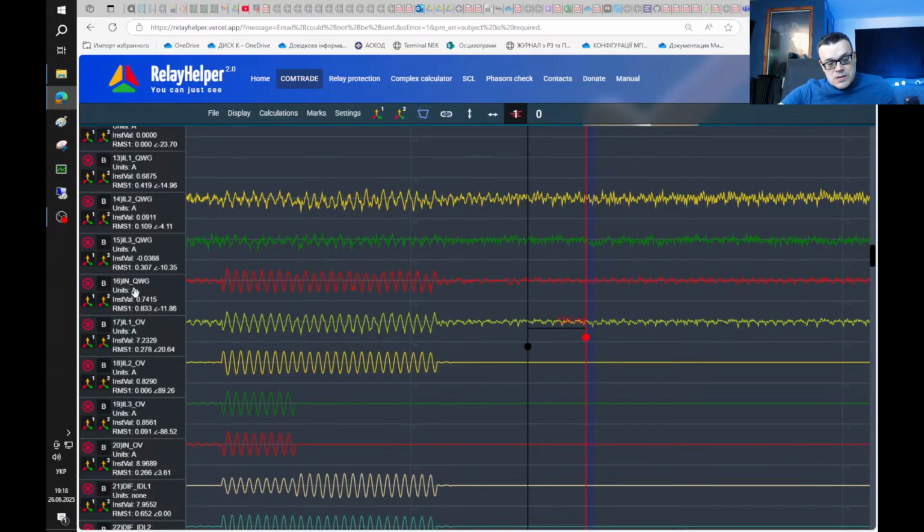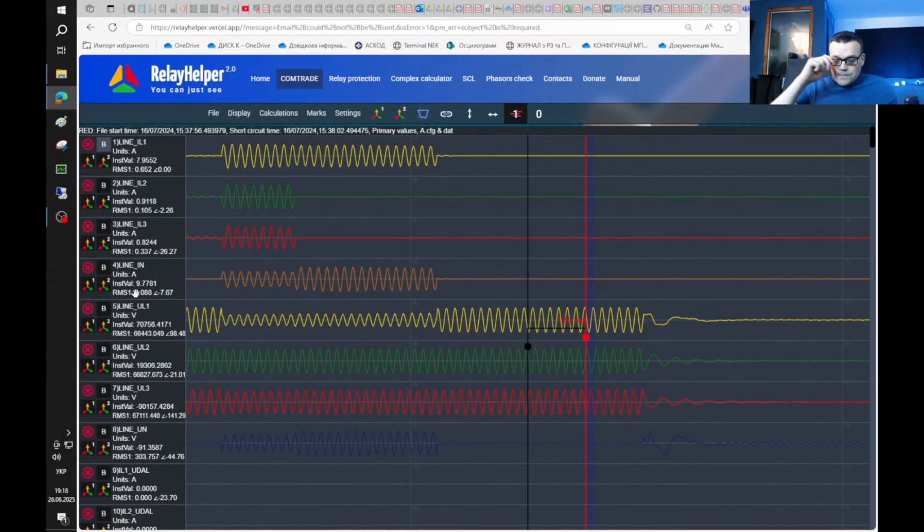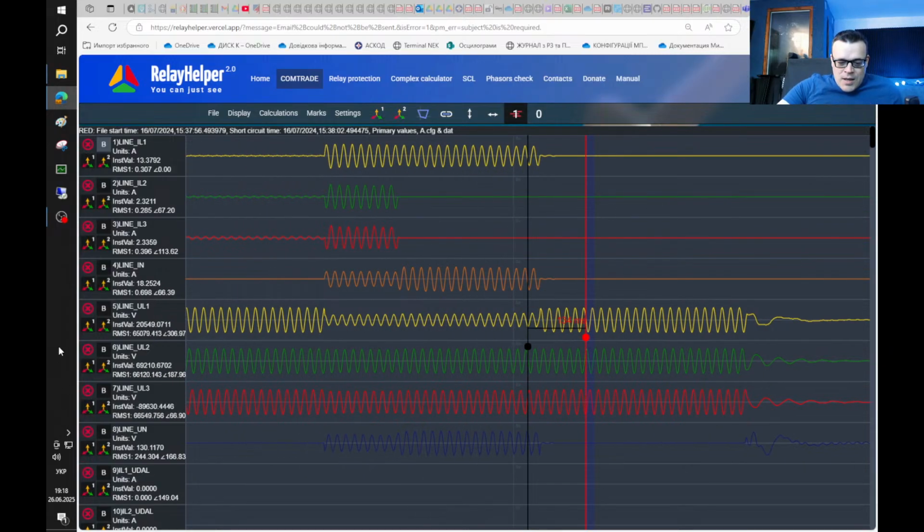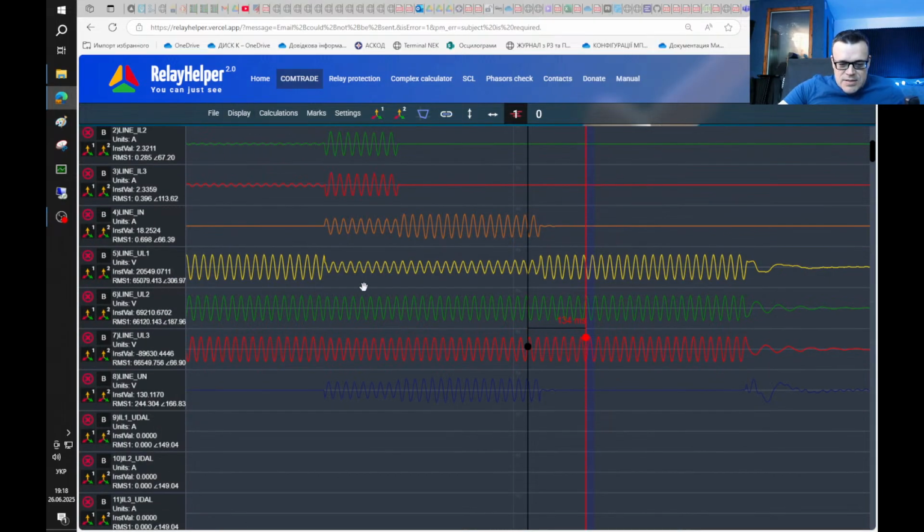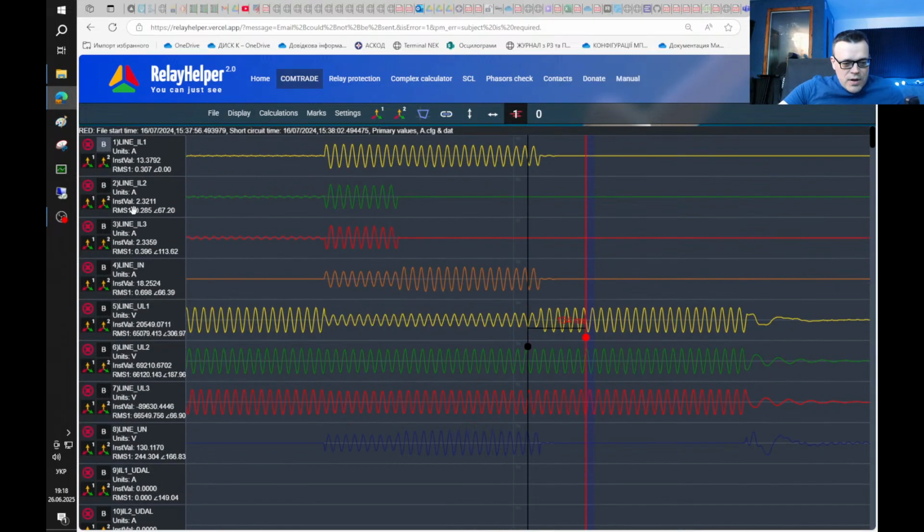I want to add that we don't use a contact from the breaker to monitor or to start breaker failure protection, only currents. So this case can just happen. So let's look closer at the other channels.